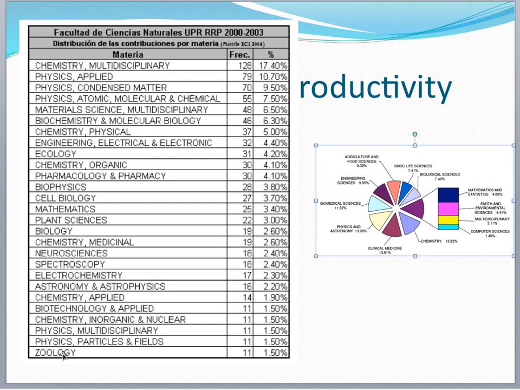physics condensed matter, physics atomic and molecular and chemical, and so on. Here we have zoology with 11 contributions and a percentage of 1.5. Of course, there may be others that had fewer contributions, but I did this graphic on this threshold. So this is another indicator on disciplines and areas of knowledge that we can mine when we study citations.